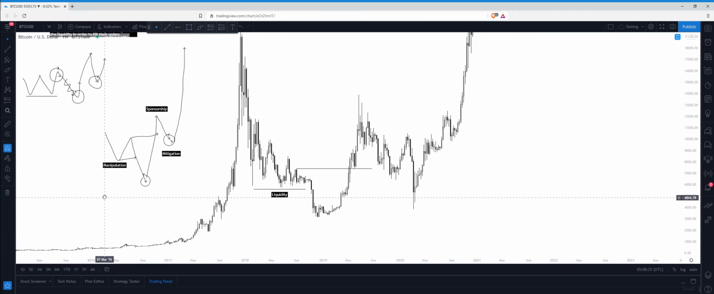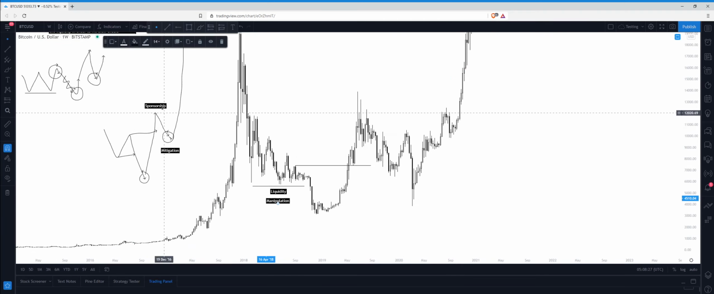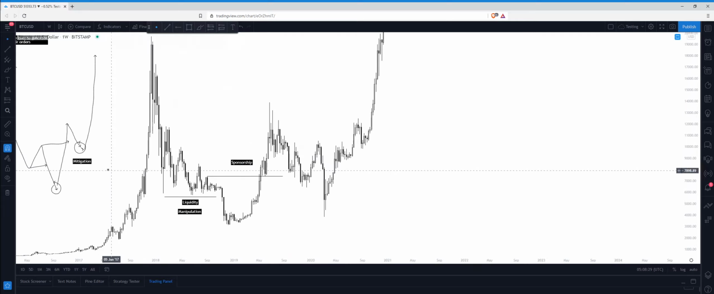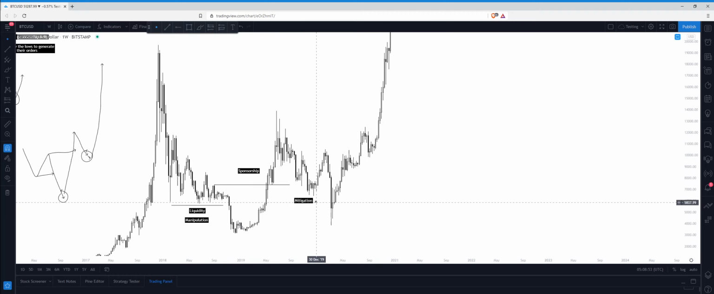So we have manipulation, sponsorship, mitigation right here. So remember, liquidity resides below these lows. For price to move below the lows, someone needs to be selling. Now the price is broken above the point that they were selling. The orders that they use to push price below the lows need to be mitigated, as in they need to get rid of the orders because they are underwater.